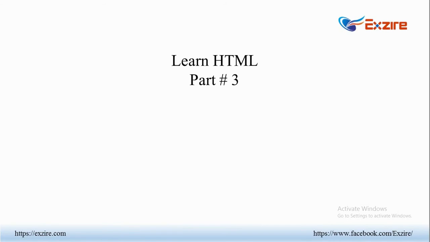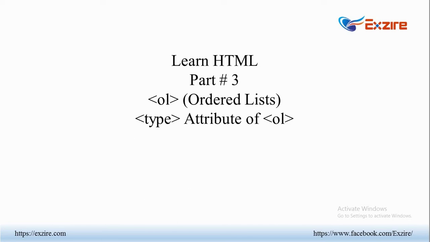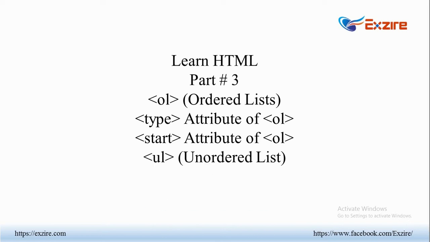I am back with a new tutorial for the web series of Learn HTML Part 3. Today we are going to learn ordered list and unordered list and the type attributes for the ordered list and unordered list. There are two attributes for ordered list, the type and the start, and there is only one attribute for unordered list, that is only type.